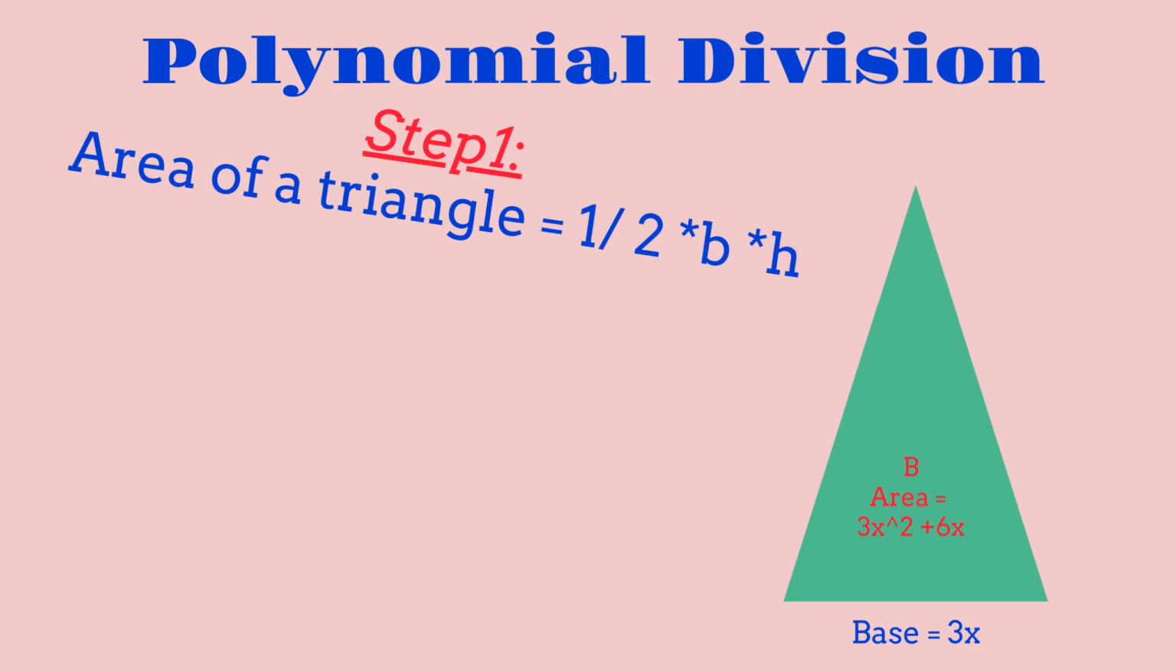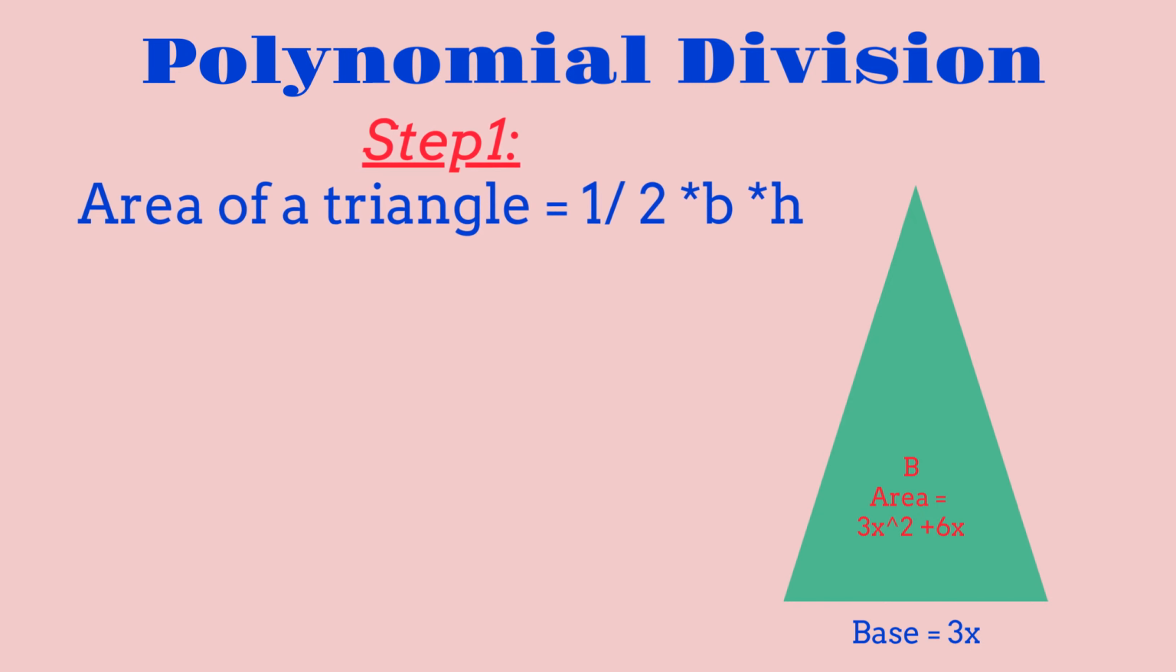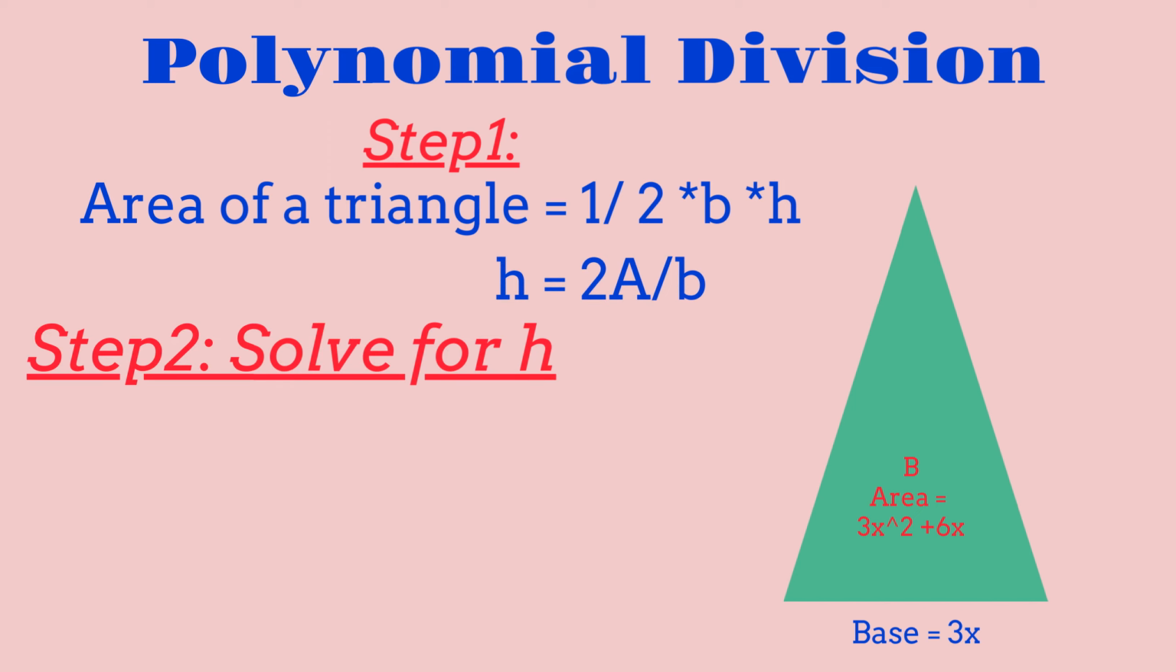Our first step is to take our area formula, which is area equals 1/2 times base times height. We need to rearrange this formula so that we can find the height. Since we have area equals 1/2 times base times height, we're going to cross multiply the 1/2 with the area. Then we have base times height equals 2 times area. Then we bring the base to the right side, and we have h equals 2a over b. So now with this, we can find our height for this triangle.